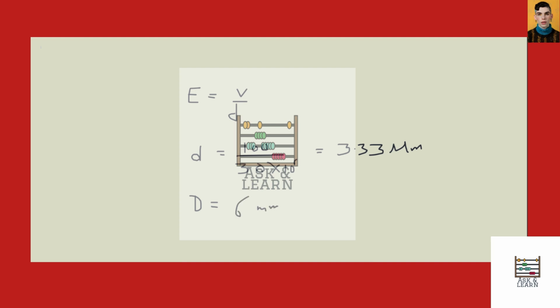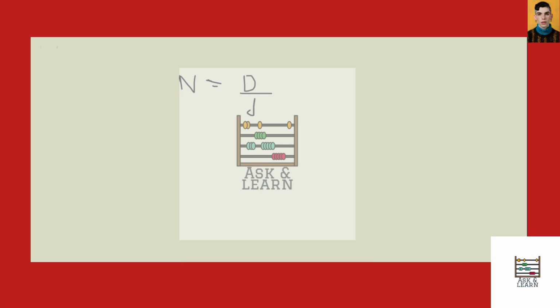It means that we have more than one capacitor. So let's find out how many capacitors we have. The number of capacitors N is equal to capital D divided by small d. Capital D was 6 millimeters, so 10 power negative 3, and the small d is 3.33 times 10 power negative 6. This is 1800 if we perform this calculation. Now, it means that we have 1800 capacitors.